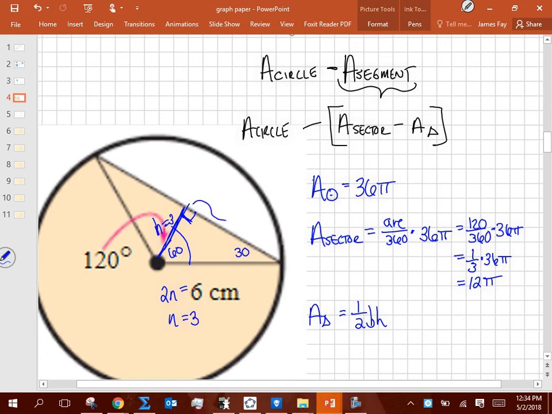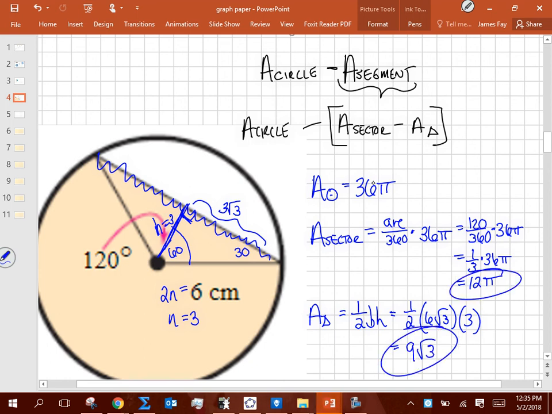What would this distance right here be? If n is 3, across from 60 would be 3 radical 3. And now what would the entire base be? 6 radical 3. So I'm going to go 1/2 my base of 6 radical 3 times my altitude of 3. So that gives me, that's 18 times 1/2 would be 9, right? 9 radical 3. So now I've got the individual components, correct?